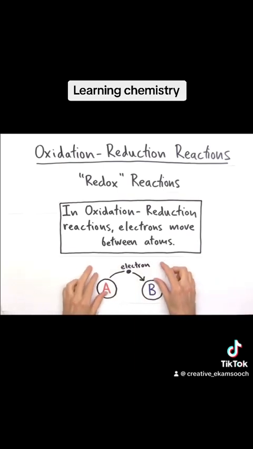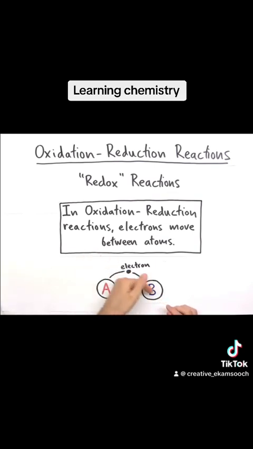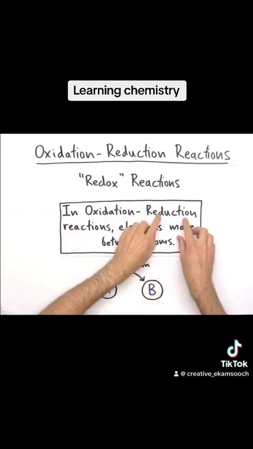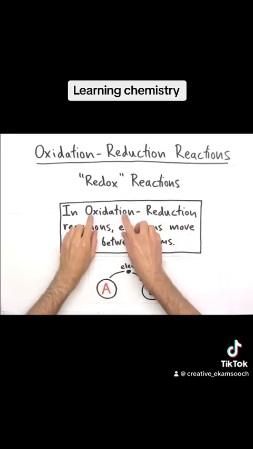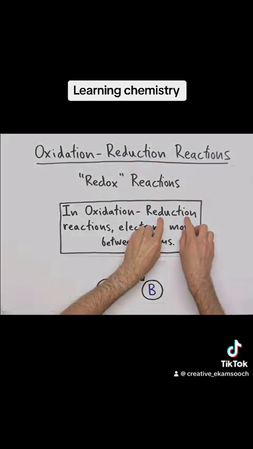Check out this diagram here. We've got atom A and atom B, and there's an electron moving out of atom A into atom B. So this is definitely an oxidation reduction reaction because there's an electron moving between the atoms. Now, we can describe the movement of this electron using the words oxidation and reduction. So let's learn specifically what both of these mean.